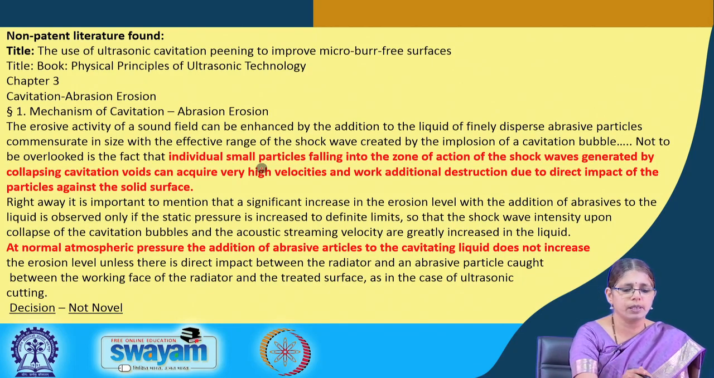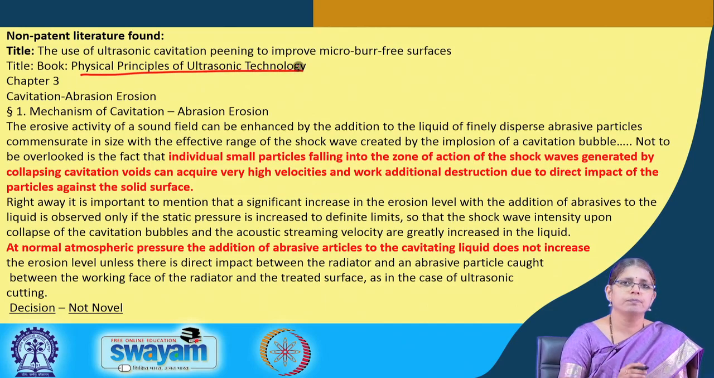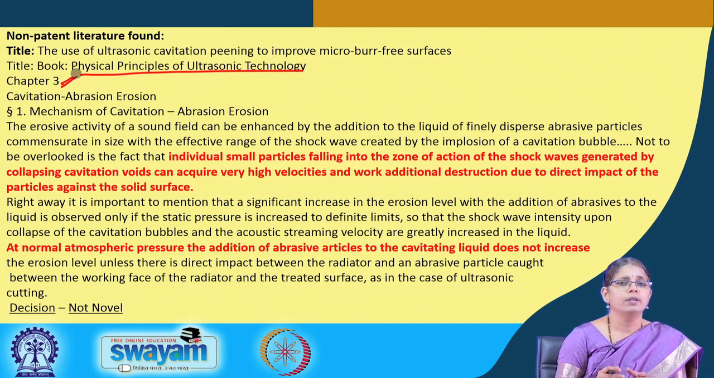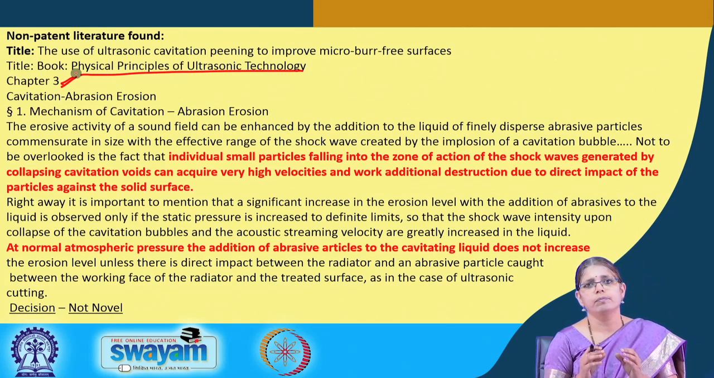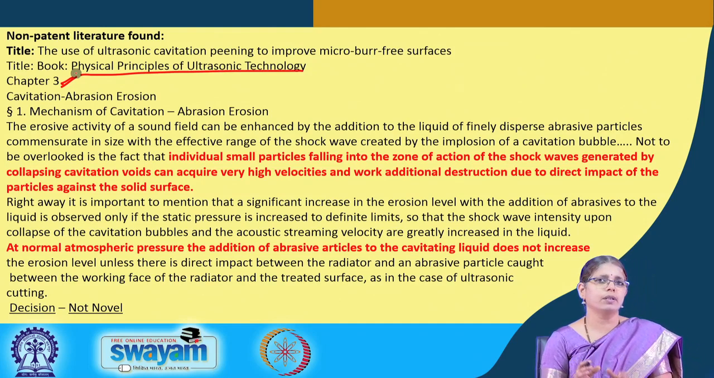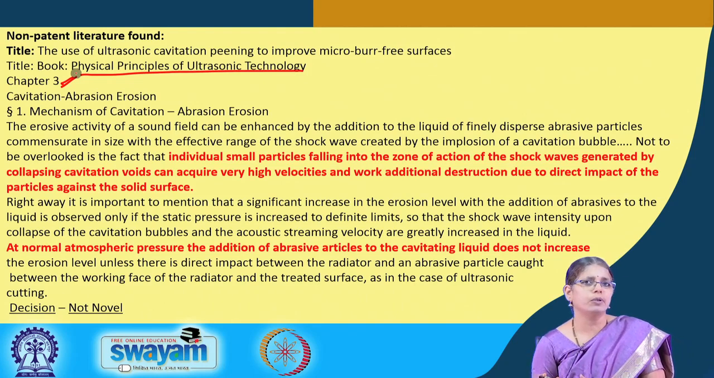In this particular case, we looked at this particular book, and in chapter 3 you have what is called the mechanism of cavitation and abrasion discussed. So, this discloses this exact mechanism of what is actually disclosed in the invention. So, this one single prior art is enough to defeat the novelty of an invention.